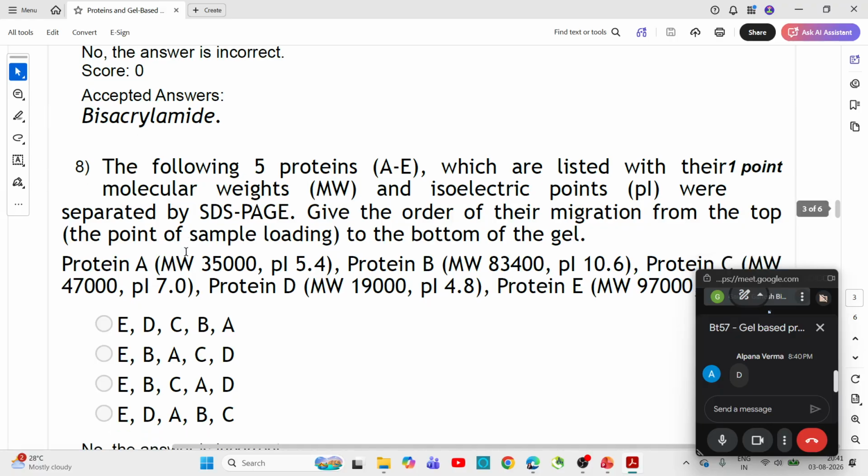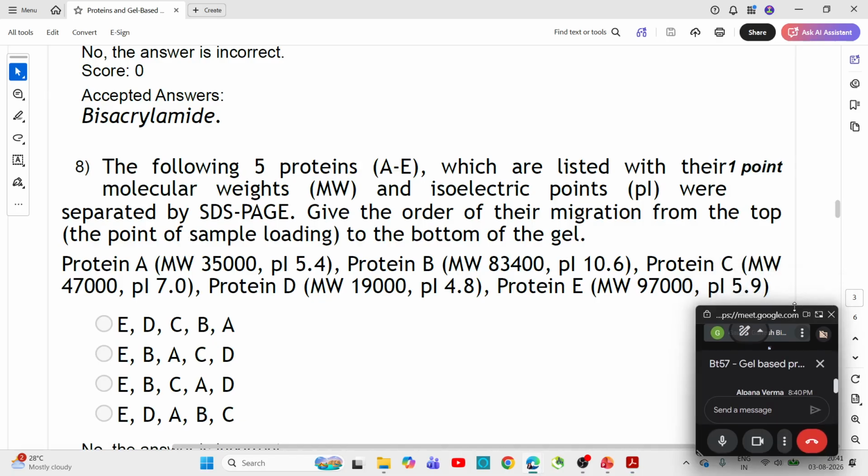Okay, this will take time probably. So read the question properly and try to answer. There are five proteins, A to E, and the molecular weights are listed. The isoelectric point is also listed. Give the order of migration from the top, the point of sample loading, to the bottom of the gel.